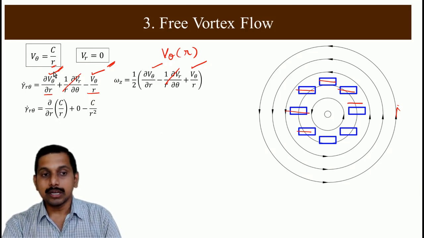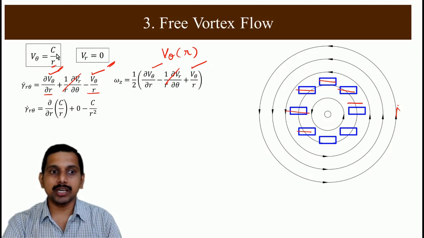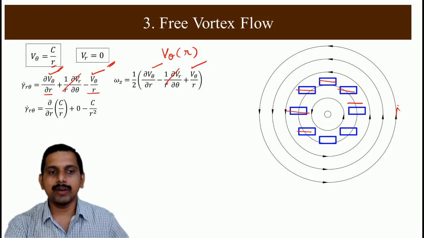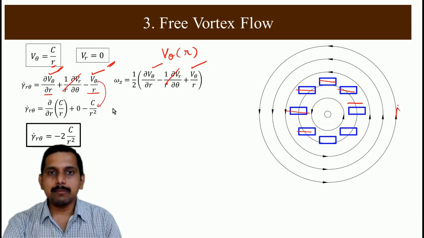Now once we do that, wherever v theta is there, we will substitute c by r. So my gamma r theta dot is equal to dou by dou r of c by r plus 0, and wherever v theta is there, we are substituting c by r, so this becomes c by r square. So my gamma dot r theta would be equal to minus 2 c by r square.